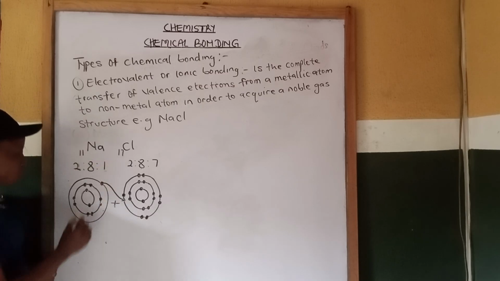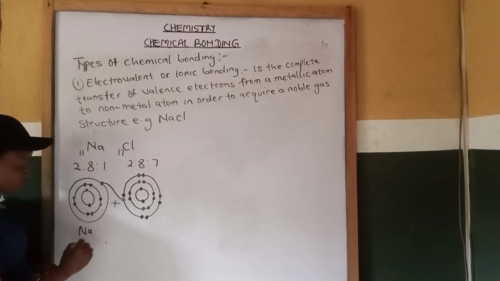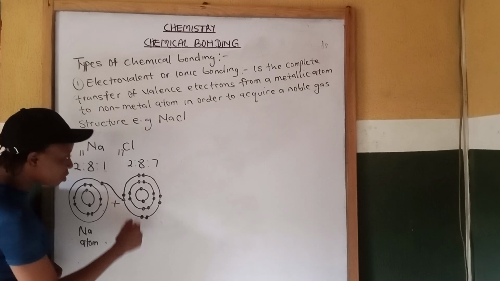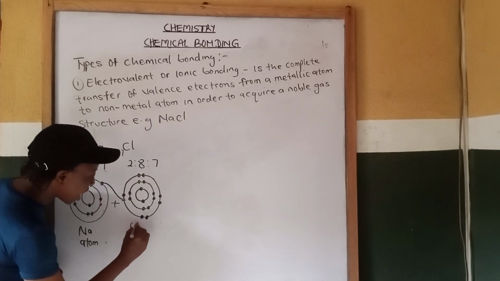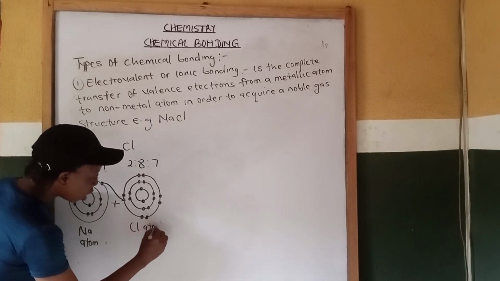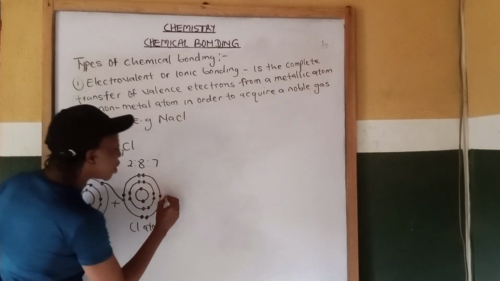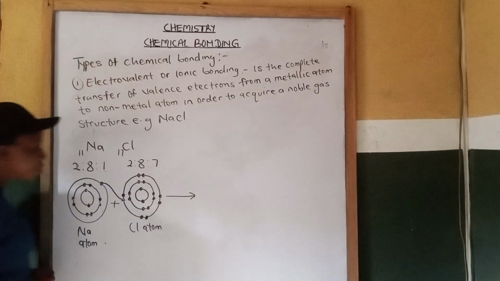We call this one a sodium atom, since it has not transferred the electron. This one is still a chlorine atom, because it has not accepted an electron. Then what will be our product now?